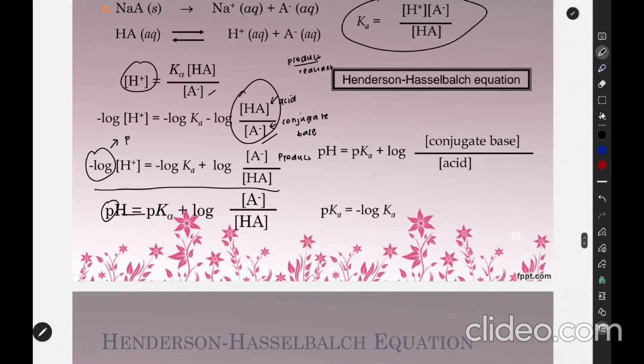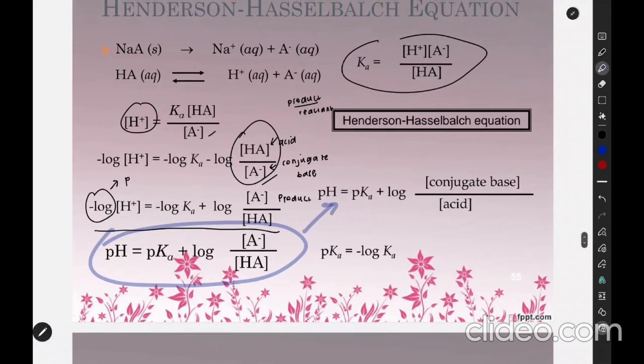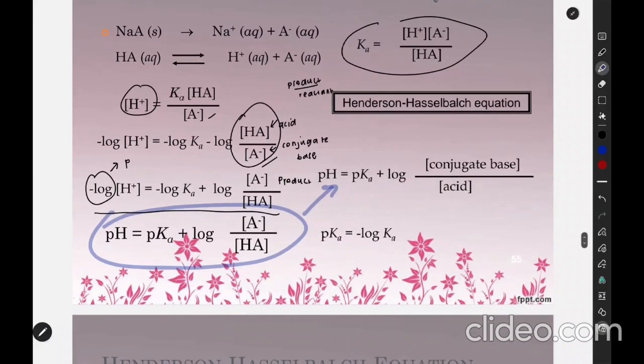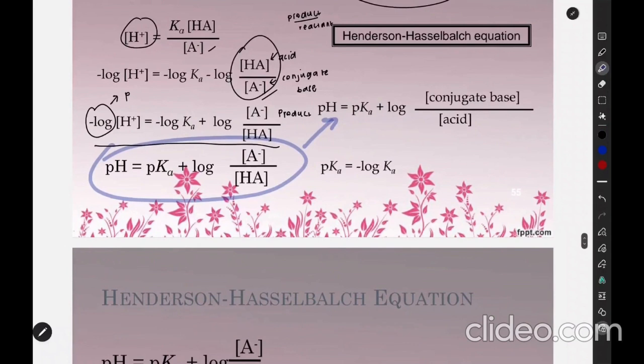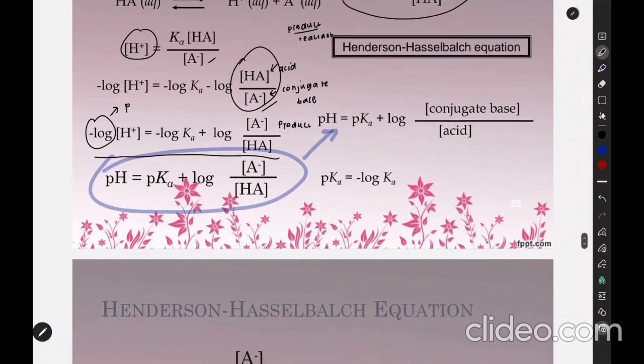So the whole equation will be as follows: pH equals pKa plus log concentration of conjugate base divided by the concentration of acid. For the next equation, we want to find the value of pKa, which equals negative log Ka.